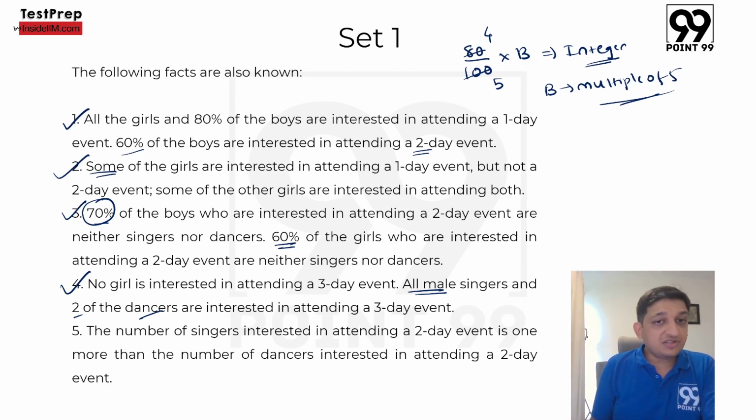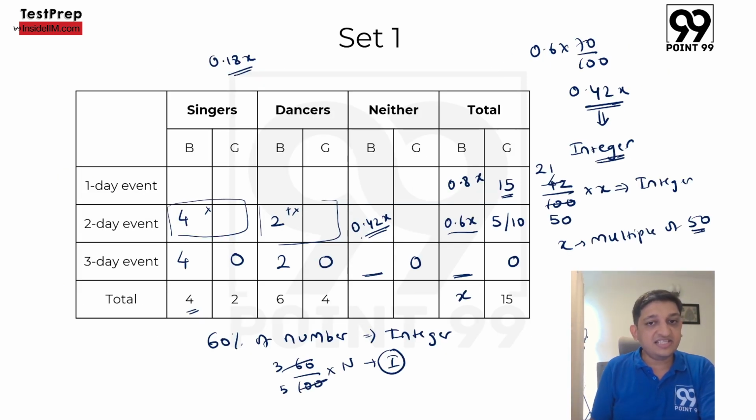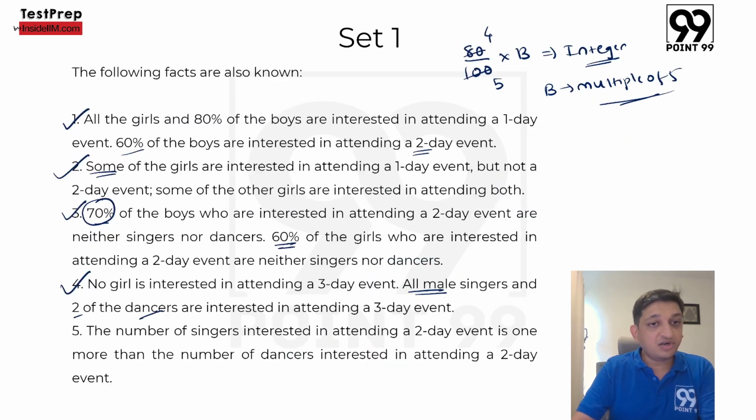ठीक है, 70% of the boys who are interested in attending a 2 day event are neither singers nor dancers. तो 70% लोग जो थे ना वो सिंगर्स या डांसर्स नहीं है, तो 0.42x यहाँ पे आ जाता है, जिससे अपने को पता चला that the number of boys will have to be a multiple of 50, वो अपने को पता चल गया है। What else do we know in this particular context?